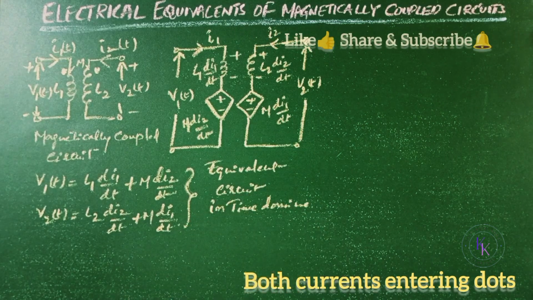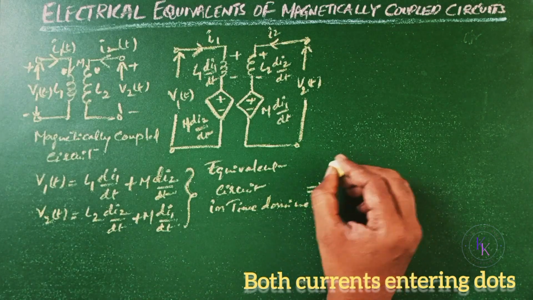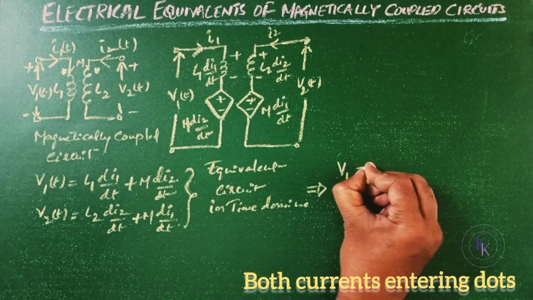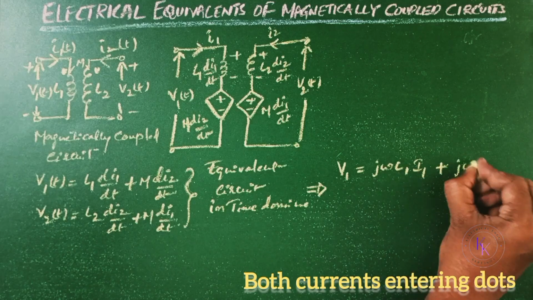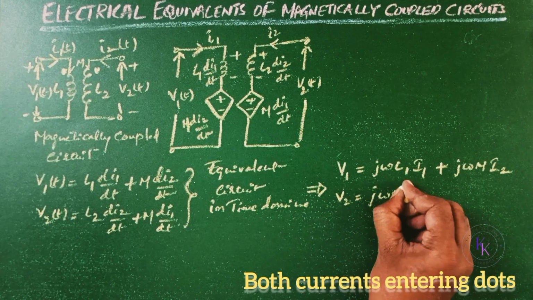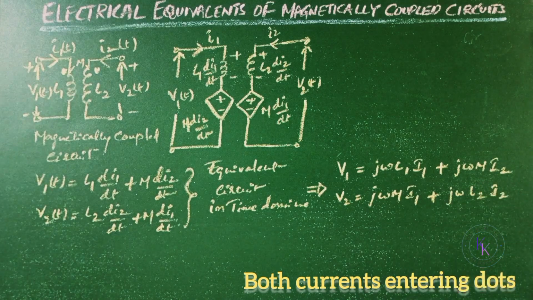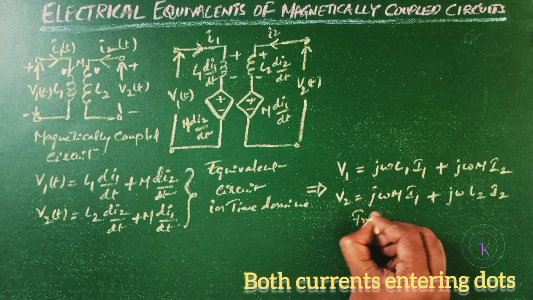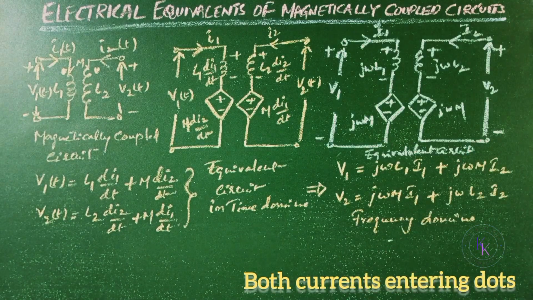To draw this equivalent circuit in frequency domain, the loop equations should include the j omega term. Then V1 equals j omega L1 I1 plus j omega M I2. V2 equals j omega M I1 plus j omega L2 I2. Now these two equations are represented in the frequency domain equivalent circuit.